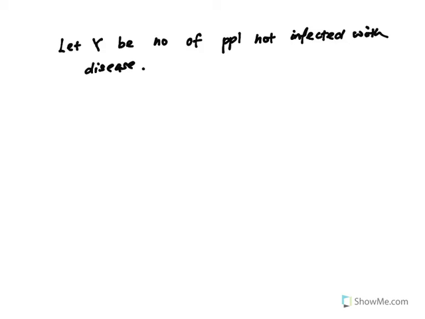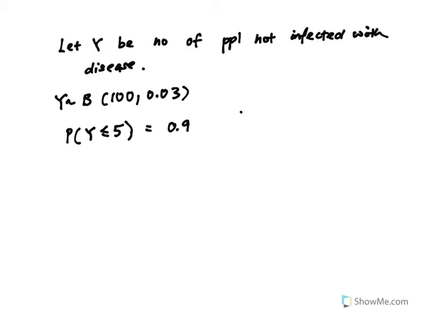Here Y will take on the binomial distribution of 100, and you know that 0.97 is the probability of getting infected, so the probability here for Y will be 0.03, and we want at most 5, that is, less than or equal to 5. Using your GC, binomial CDF, you will get the answer to be 0.919.